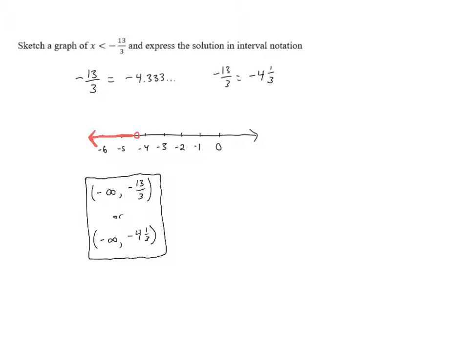But what we don't want to do is use the decimal. So, not negative infinity, comma, negative 4.333. And the reason that this is not considered acceptable is because here, negative 4.333 is not exactly equal to negative 4 1/3. We have rounded to the third decimal point, and so this is not exactly the answer that we want. We always want exact answers, not approximations, when we're using interval notation. So an answer like this is not considered acceptable.